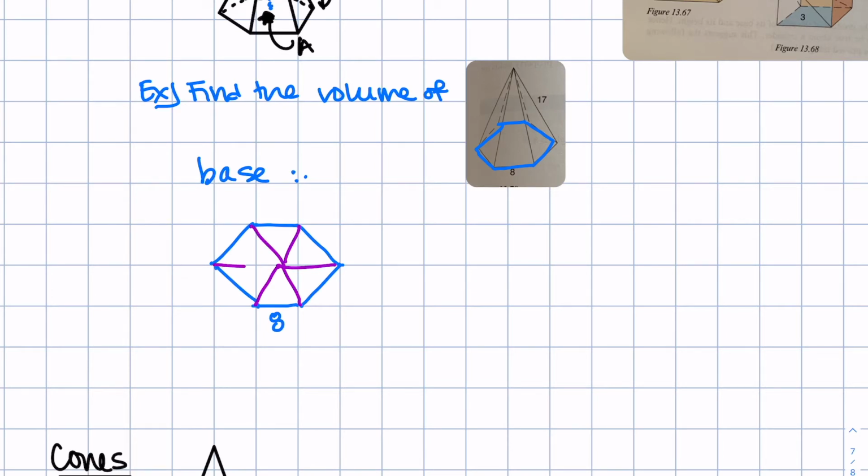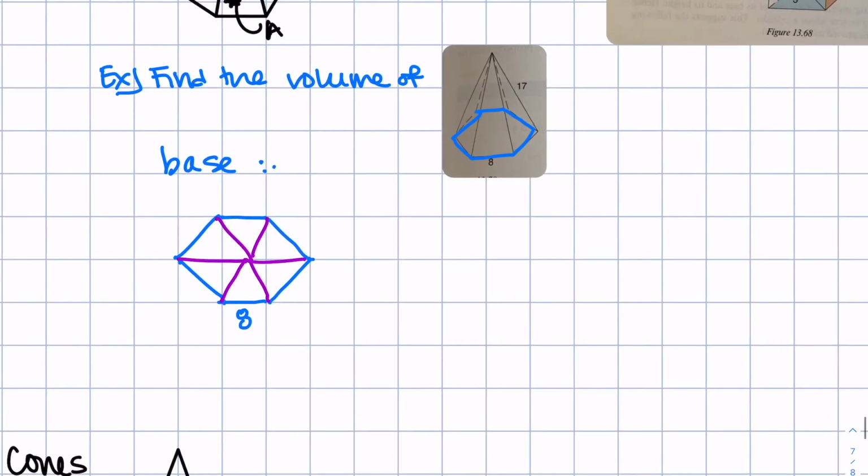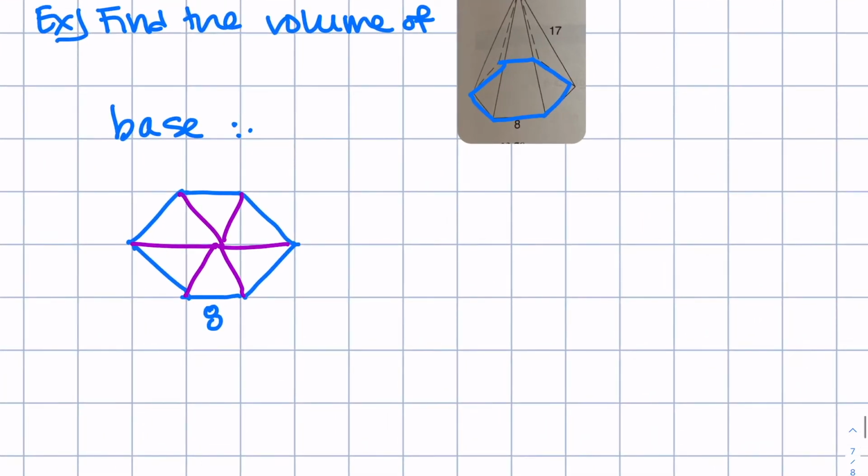Okay, and if I do that, I actually have that the sides of each of these triangles are going to end up being equilateral triangles, each of length 8 here. So this allows me to find the height of the triangle using the Pythagorean theorem. So now let's look at this triangle.